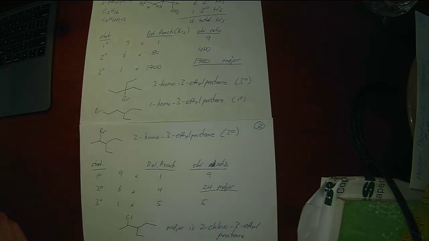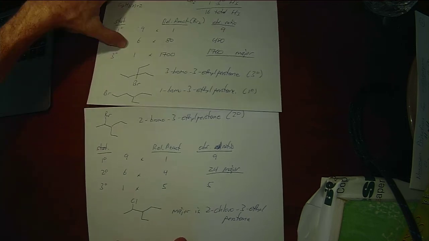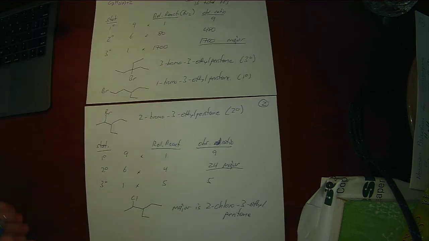So what we're looking at is, right, there's a 6 to 1 ratio of secondary to tertiary hydrogens. In the case of bromine, 1700 over 80 is far more than 6 to 1. But in the case of chlorine, 5 over 4 is only 1.25 to 1. So the fact that there are 6 times as many hydrogens dominates over the fact that the tertiary hydrogen is just slightly more reactive.